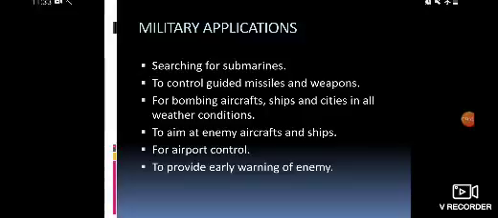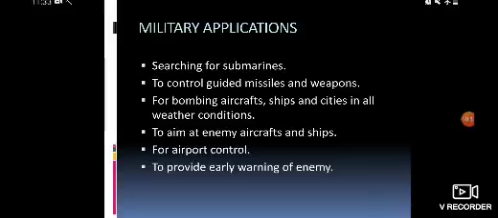I have said that the main application of radar is in the instrument landing system, which is nothing but airport control. And it is used to provide early warning of the enemy. Whenever the enemy is entering our region, it notifies and warns us that some enemy is entering our regions. These are military applications.